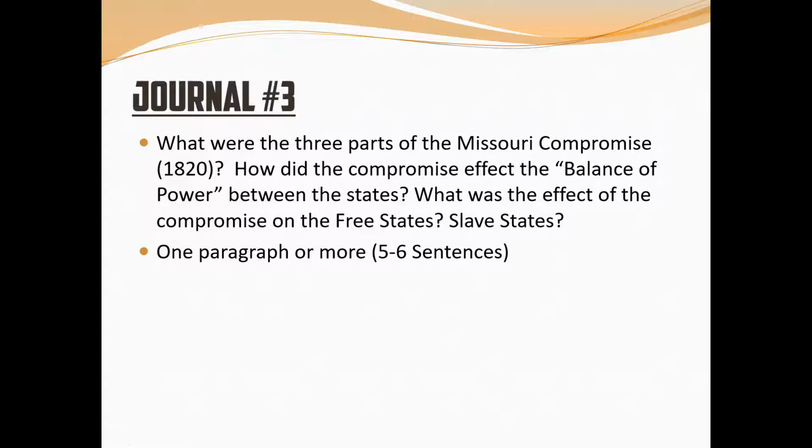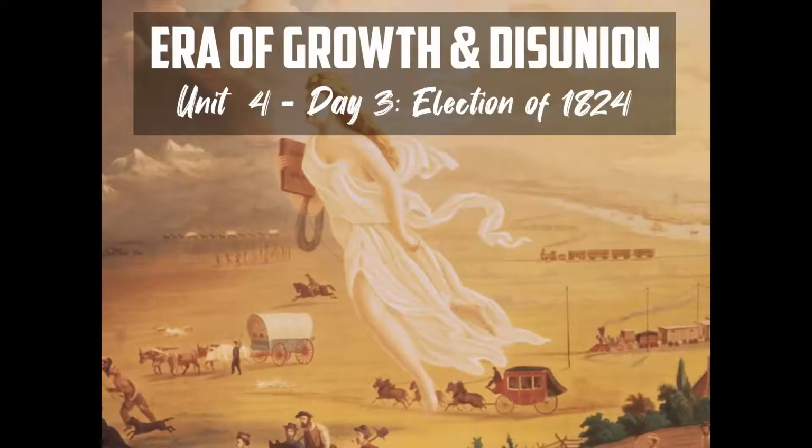Today we're going to be talking about the Missouri Compromise of 1820 in the journal, and we're going to be talking about how this affected the balance of power between the states, and I'd like for you to tell me what was the effect on the free states and the slave states of the Compromise.